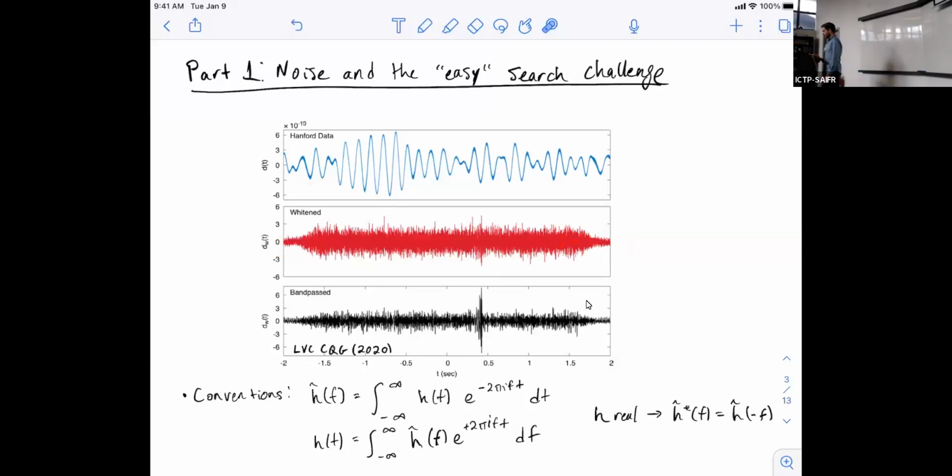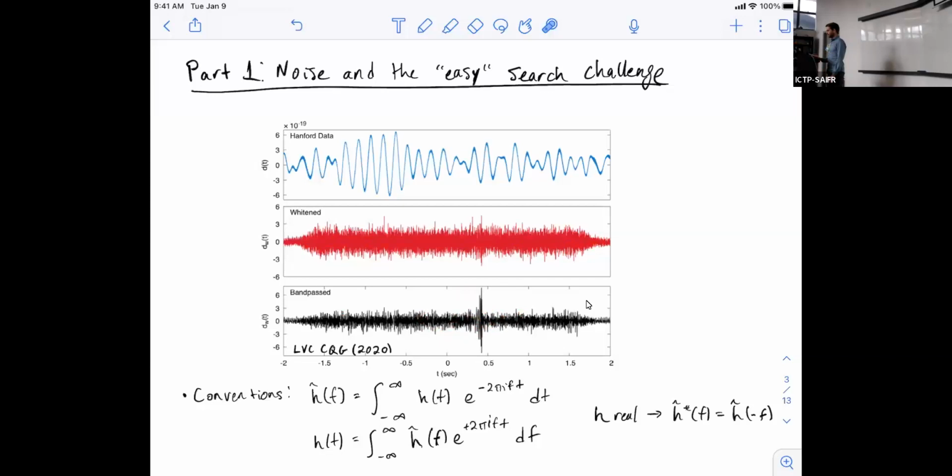Okay, but this is cheating. You never do this with the data. And that famous picture you've seen of 5914 oscillating away is kind of a lie, because that's never used in data analysis. Okay. This step is this whitening step, but this final bandpassing step is not how we analyze the data. Okay, it's just good for illustration.